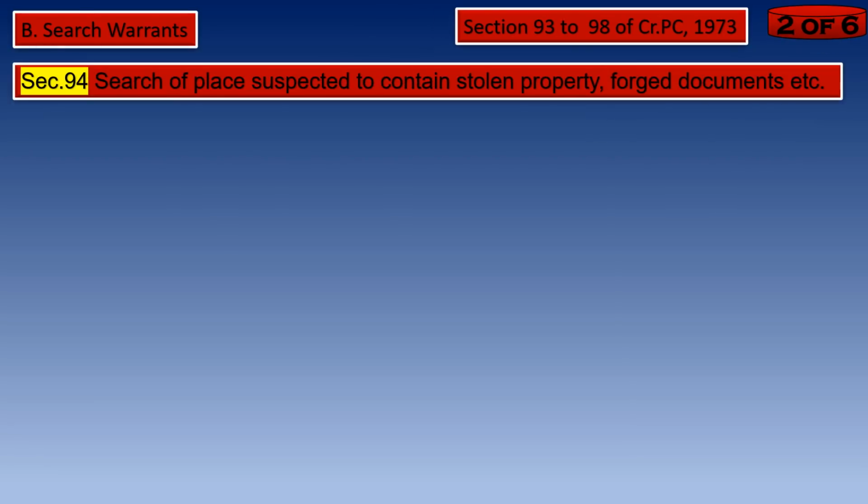Next, second part of search warrant, that is section 94, search of place suspected to contain stolen property or forged document, etc.